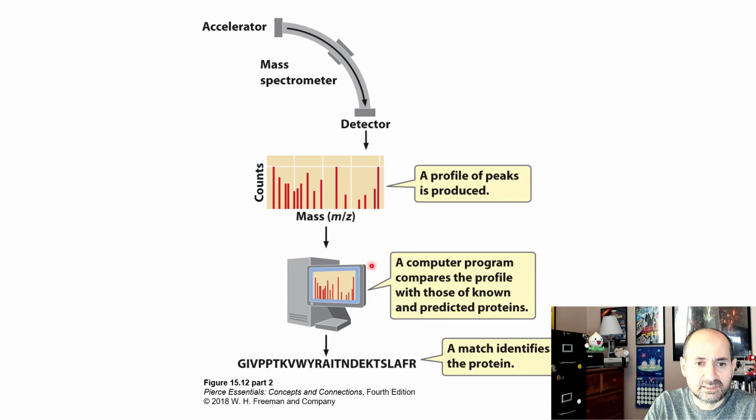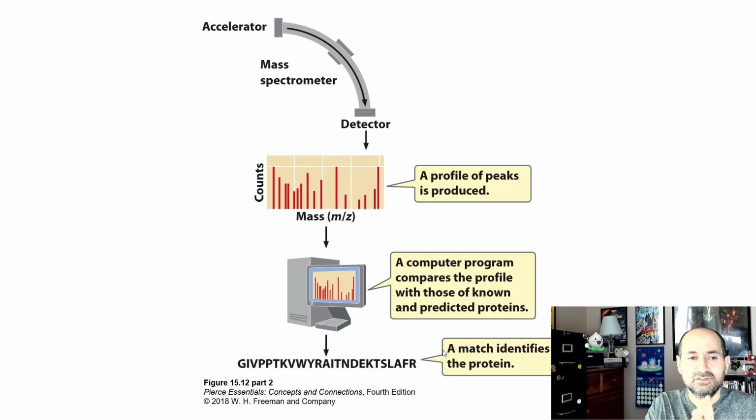Peaks are created. A computer program compares the profile with those of known and predicted proteins, and a match identifies the protein. So you've identified the protein. Nowadays, you could get fancier with mass spec as well, so you can identify the exact protein residues. It gets very fancy, very cool stuff. But again, proteomics, looking at the complete complement of proteins inside of a cell. There are tools that study that.